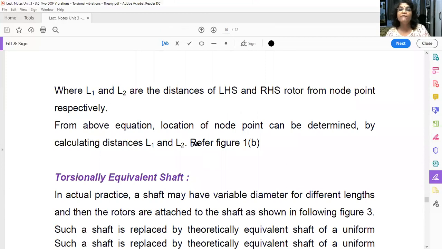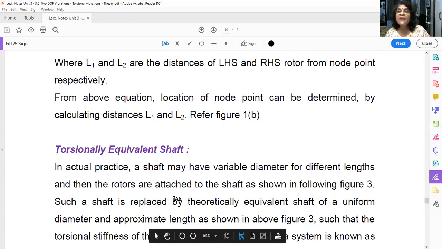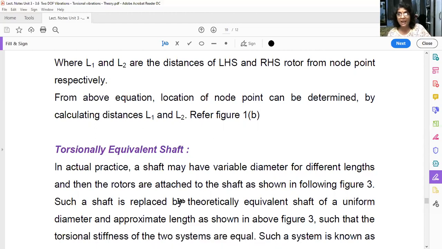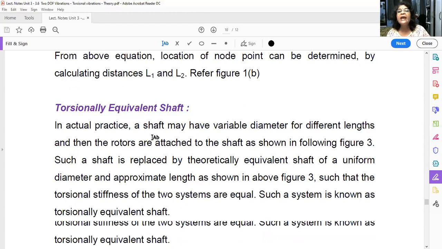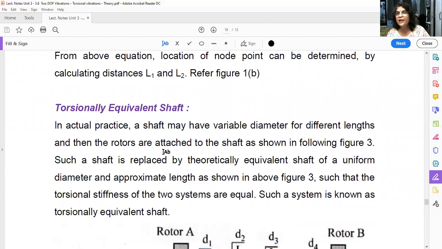Now, the very important concept in this two rotor system. Up till now we have considered that the shaft has a uniform diameter, say D. But in practical things, it doesn't happen. An actual shaft may have different steps for bearing purposes, for mounting different components. So in actual practice, a shaft may have variable diameter for different lengths, and then the rotors are attached to the shaft as shown in the following figure 3.